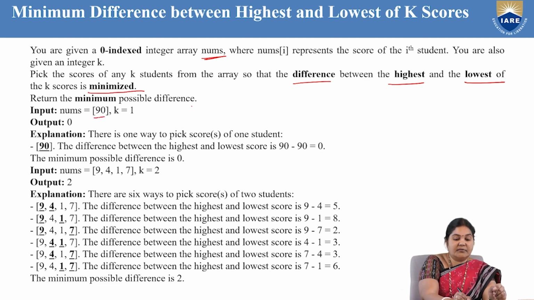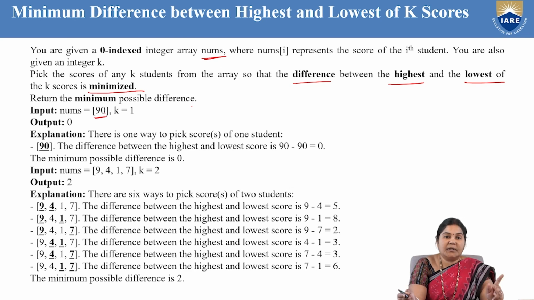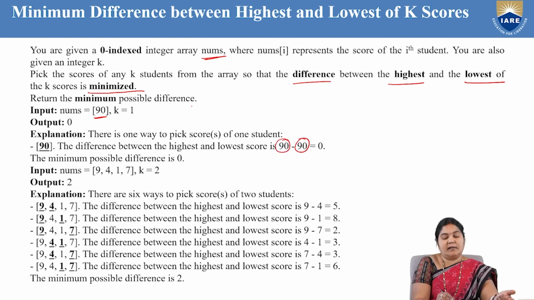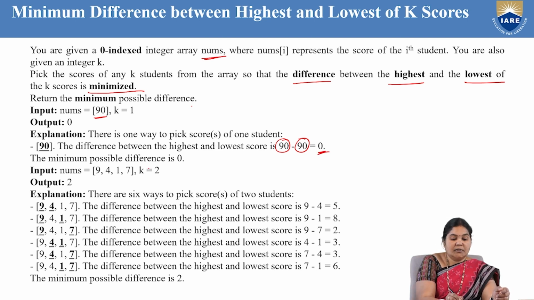You can see here in the first test case, there is only one student score. So, the highest score is 90 and also the lowest score is 90. If you find the difference between highest and lowest, it is always 0. So, the minimum possible difference is 0.